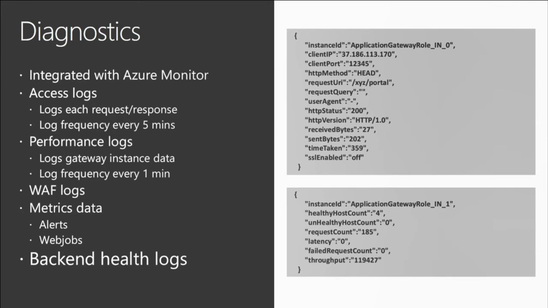We also have performance logs. So application gateway has multiple instances for scalability and high availability.